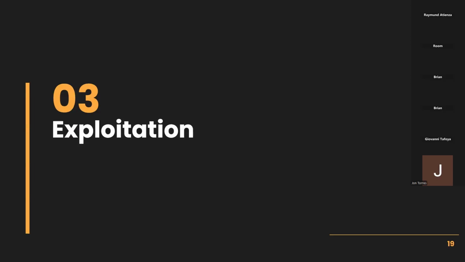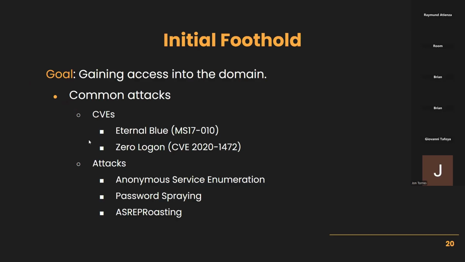Okay, next we're going to go over some exploitation. So we first have an idea of what's going on in the domain and the users. Now we could try to access them, or attempt to log in as one of these users. Some common attacks are well-known CVEs like EternalBlue, Zerologon, and some other general attacks are anonymous service enumeration, password spraying, and ASREP roasting.